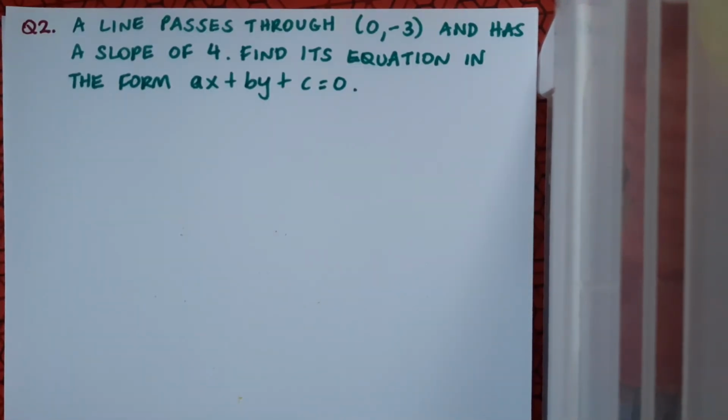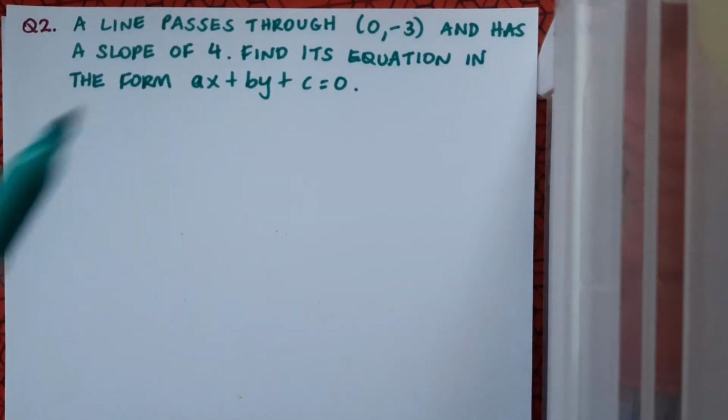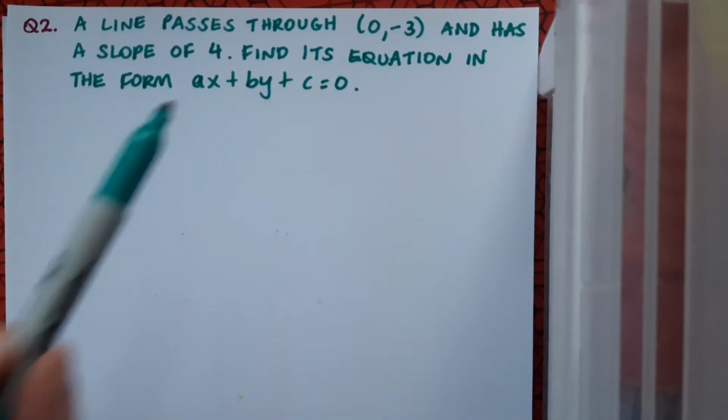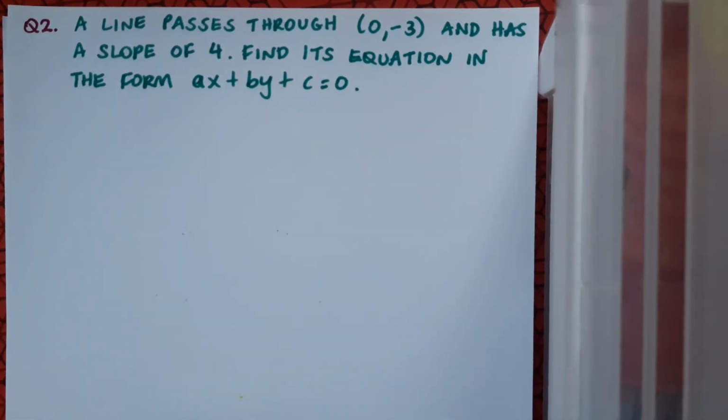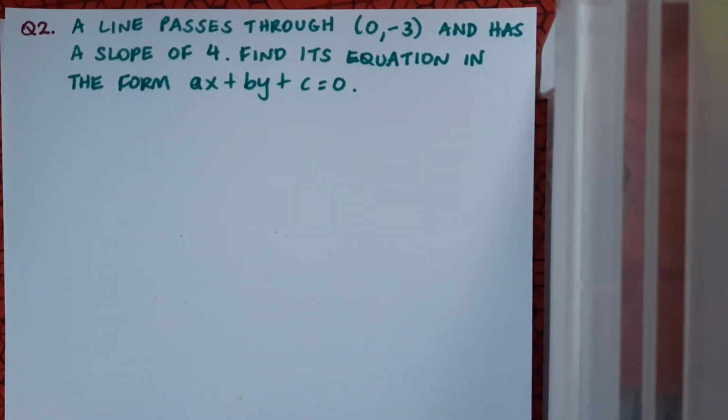So now here's a question for you again. A line passes through the point 0 minus 3 and has a slope of 4. Find its equation in the form ax plus by plus c equals 0. So just watch out this time again for signs and also for the format in which you're requested to give your answer. Pause the video here, do this yourself, and then play and check if you're correct.